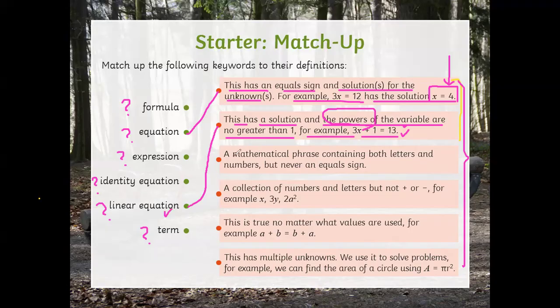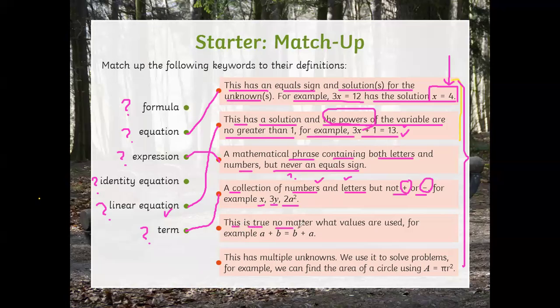equation. Now let's look at the third one, a mathematical phrase containing both letters and numbers, but never an equal sign. Remember this? I just told you this is an expression. Now what about this? A collection of numbers and letters, but not plus or minus, meaning positive or negative. For example, x, 3y, 2a squared. They're a collection of numbers and letters, but they do not have the addition and subtraction symbol in it. So this is what we call terms.